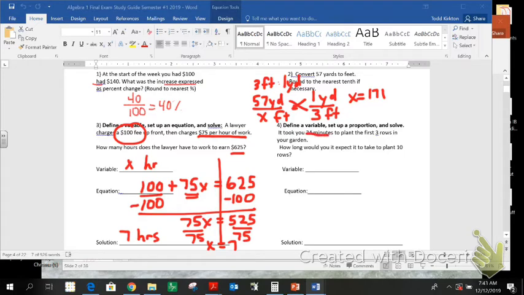It took you 24 minutes to plant the first 3 rows of your garden. How long would you expect it to take to plant 10 rows? So if it takes 24 minutes for 3 rows, how long for 10 rows? There are 2 ways to do this. You can do this as a proportion, or you can say, I planted 1 row every 8 minutes. So when you cross multiply, you get 240 equals 3x, x equals 80. Or you can work it out the other way. On a multiple choice test, you're just trying to get the answer. You might have some other methods as well.